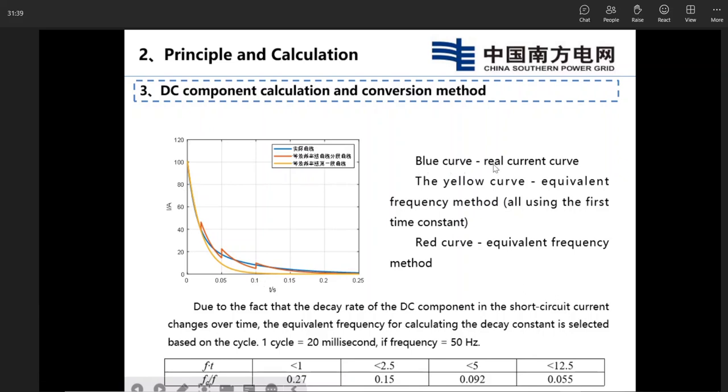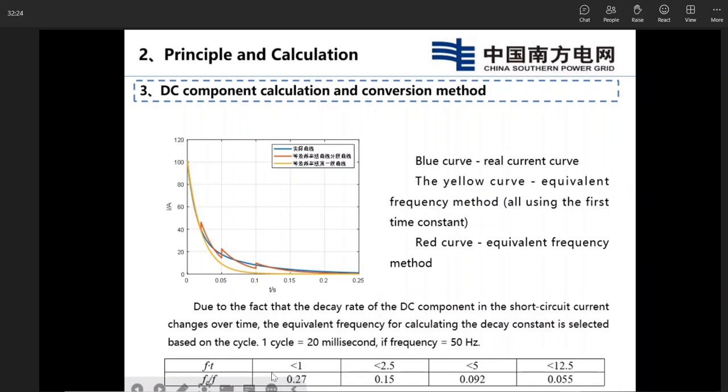We can check this on the figure. The blue curve means the real current curve. Then the yellow curve means the equivalent frequency method, but we use the first time constant. It means no matter what cycle it is, we use this parameter. We just use the frequency of this number multiply 50, and the curve looks like this. But if we use all of these 4 parameters, the curve will be like the red curve, it matches and fits more.